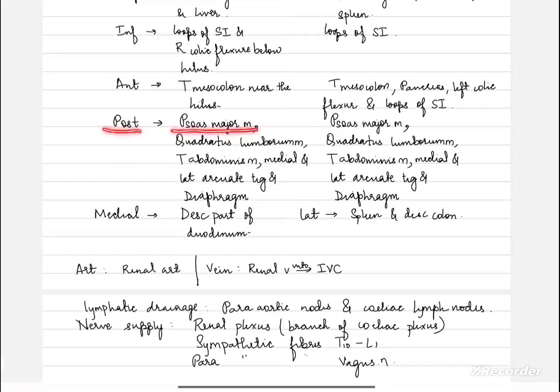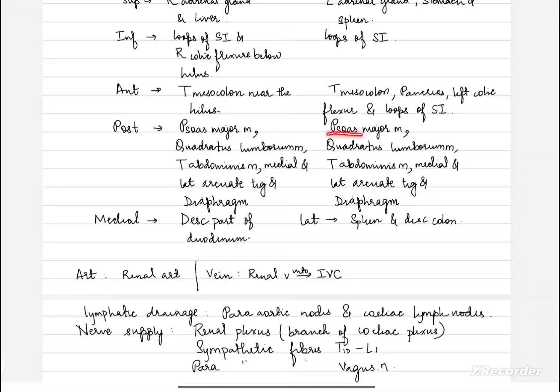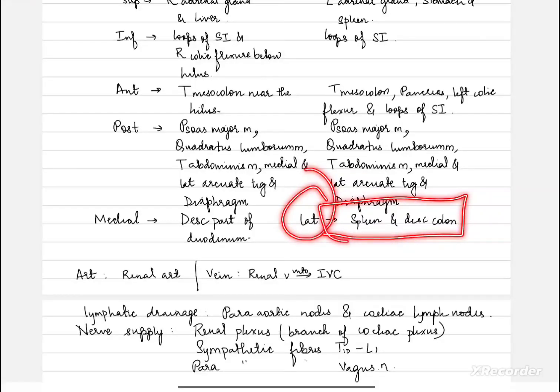Posteriorly, there are psoas major muscle, quadratus lumborum, transversus abdominis muscle, medial and lateral arcuate ligaments and diaphragm. And posteriorly, here also there are psoas major muscle, quadratus lumborum, transversus abdominis, medial and lateral arcuate ligaments and diaphragm. Medially, there is the descending part of the duodenum, and laterally of the left kidney there are spleen and descending colon.